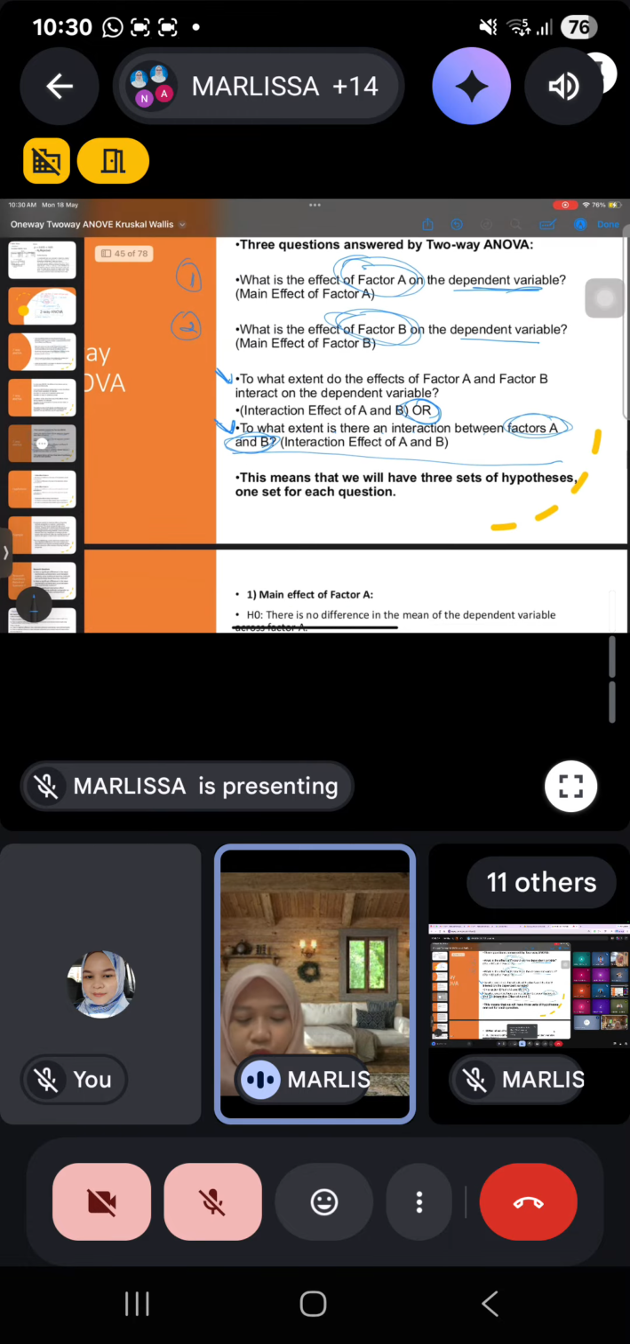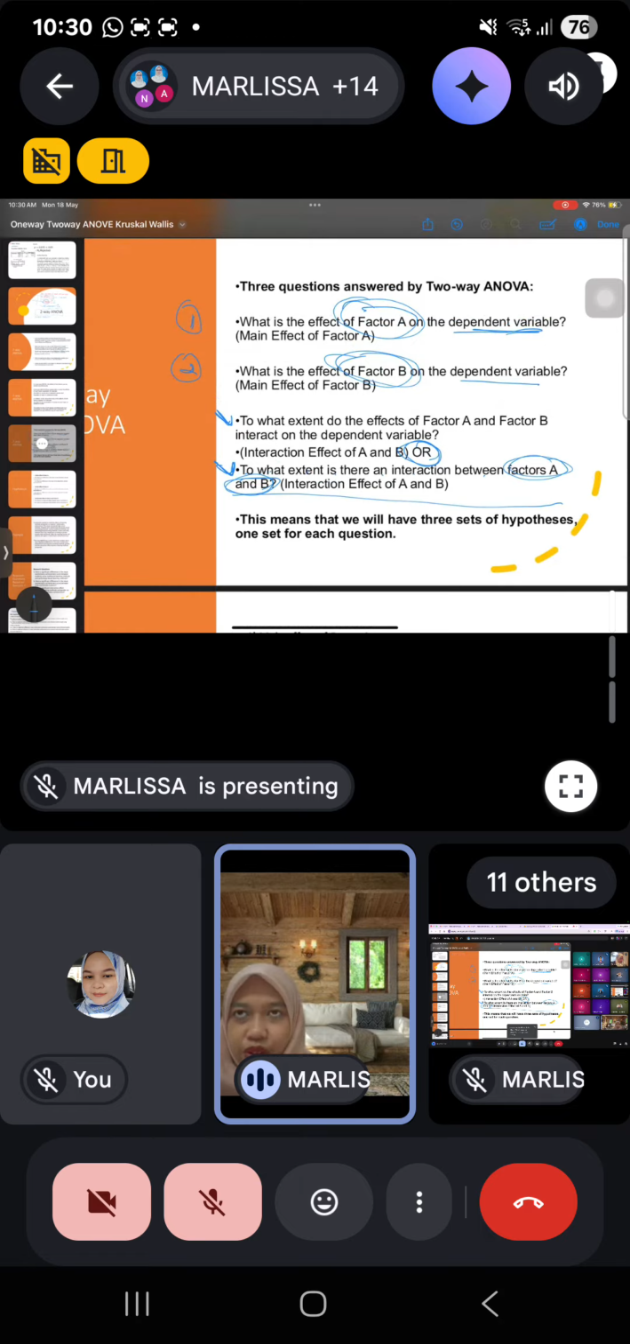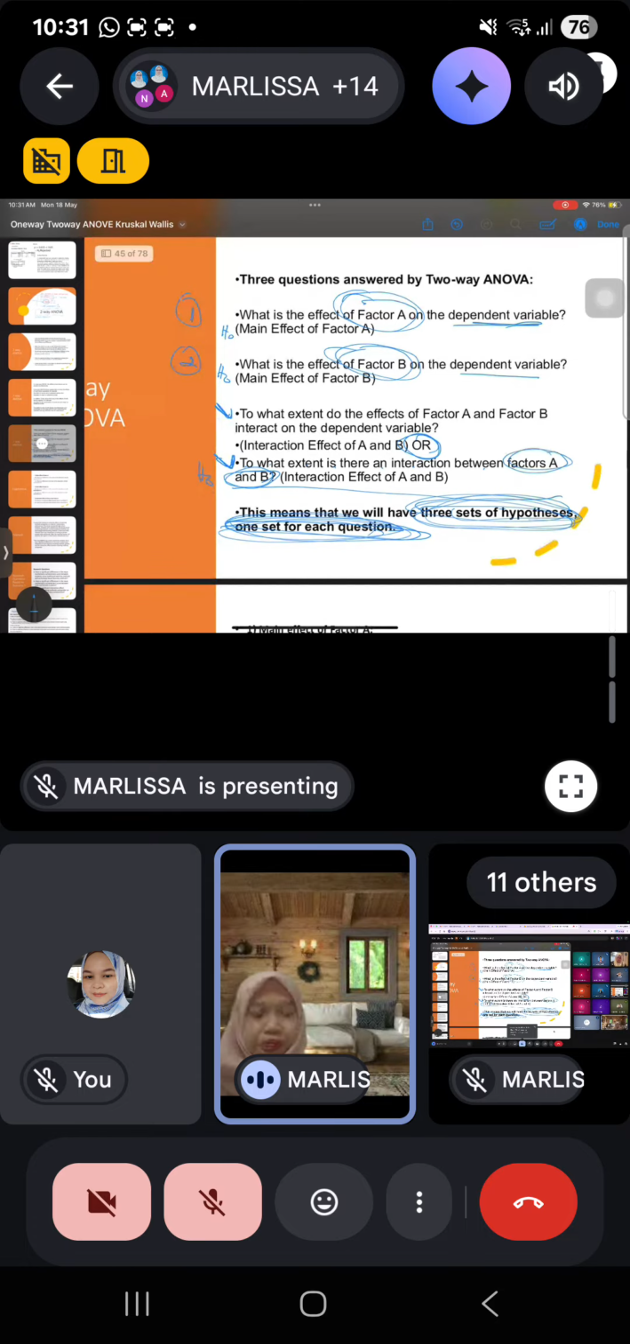Okay, so when you are going to do the two-way ANOVA, you need to have one set for each question, which is 3 sets of hypotheses, three sets of questions. So you need to have one hypothesis for each question. Okay, so let me repeat again.